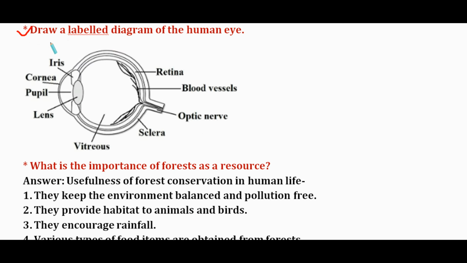Next question is, draw a labeled diagram of the human eye. This is the structure of the human eye and you have to practice in your copy. This is iris, cornea, pupil, lens, vitreous, sclera, optic nerve, blood vessels, and retina.